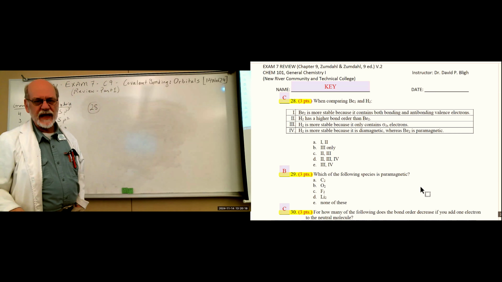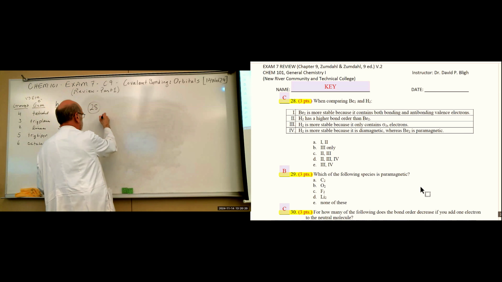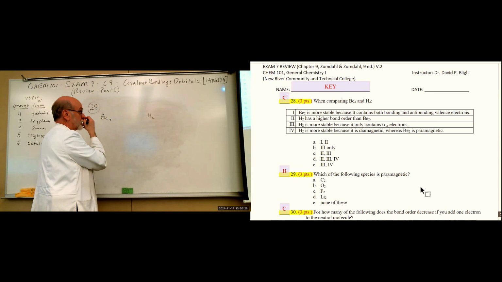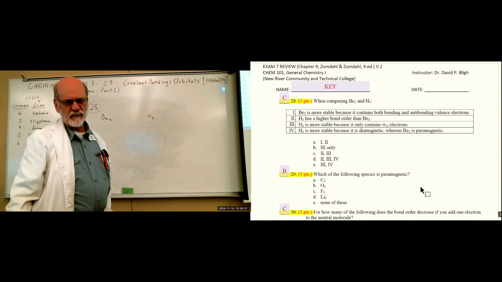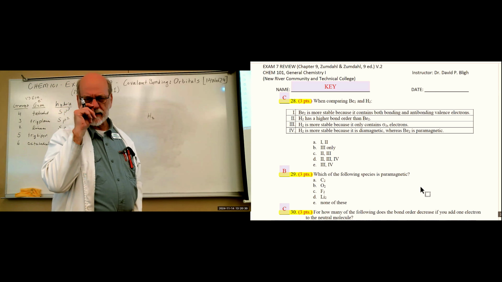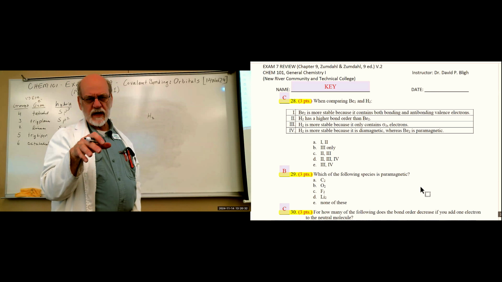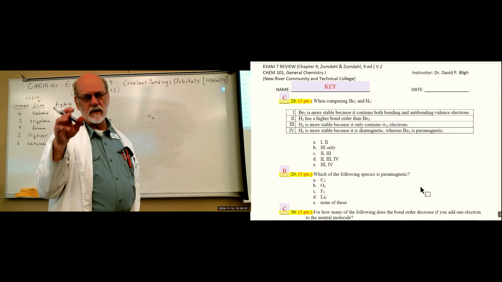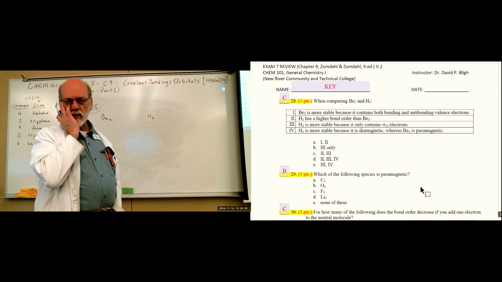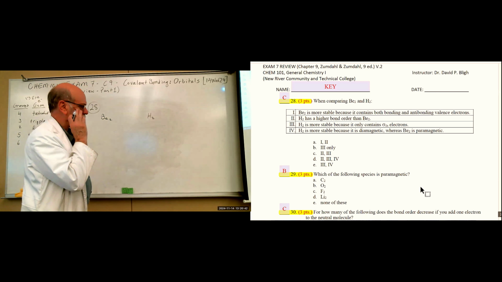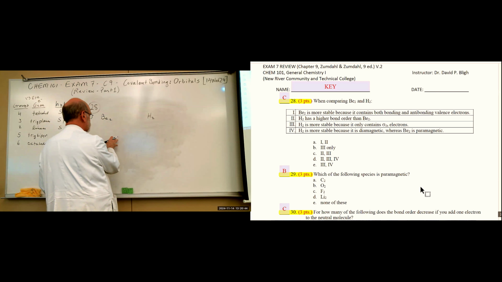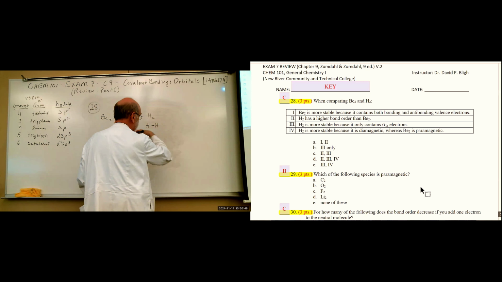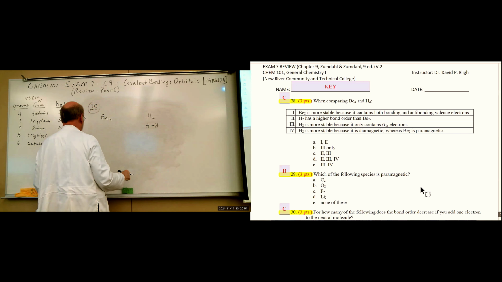When comparing Be2 and H2, beryllium and molecular hydrogen, so what are we looking at? Be2 is more stable because it contains both bonding. H2 has a higher bond order. H2 is more stable. Okay. So I think we need to look at the structures. Right? Hydrogen is going to be like this. That's it. It only has 2 electrons.